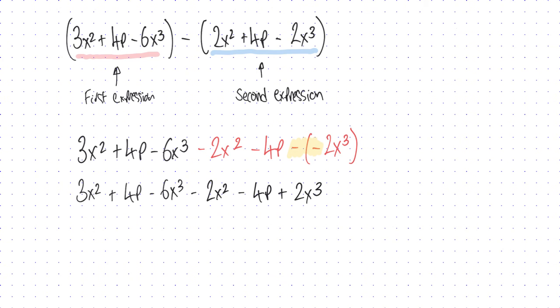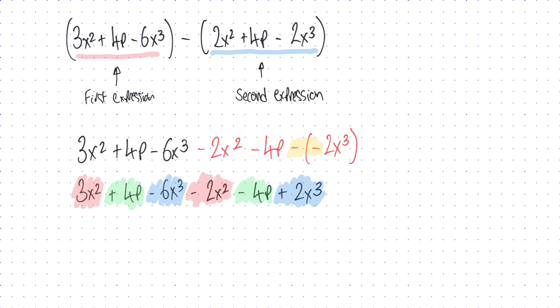So now I'm going to go through here, and now I'm going to pull out my like terms. So my x squared and my x squared. Remember to grab the sign that goes with it. That's negative 2x squared, not minus 2x squared now. So now we're going to find our 4p. We've got positive 4p and negative 4p. And then we've got negative 6x cubed, and we've got positive 2x cubed.